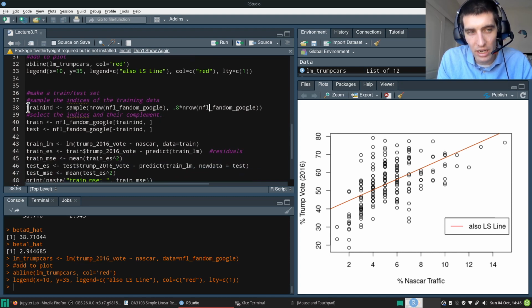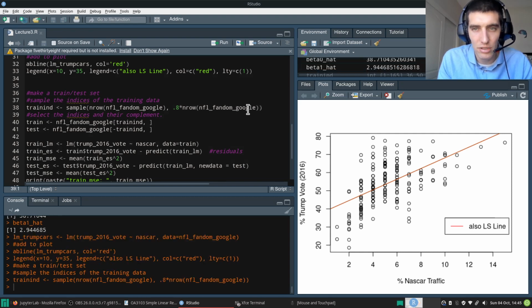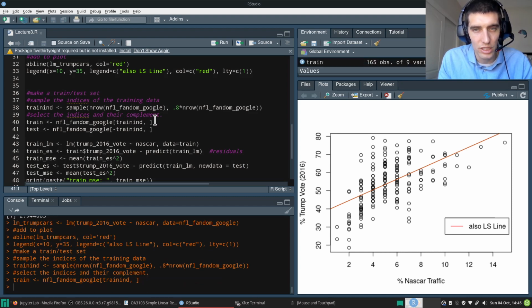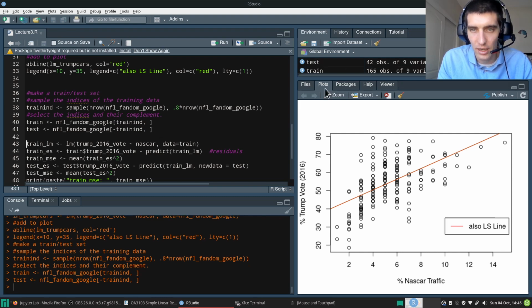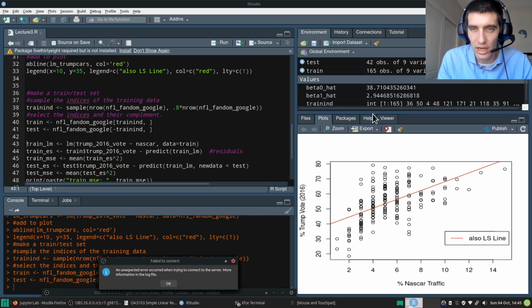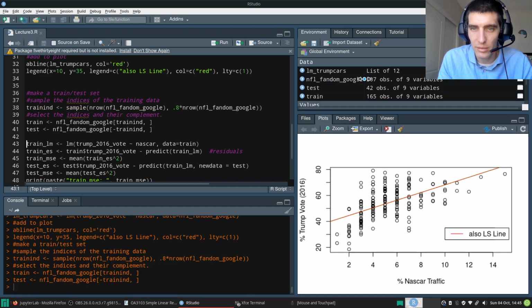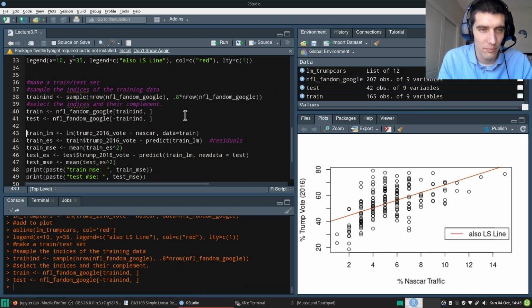So what I'm going to do here is I'm going to have a training set. I'm going to select training indices by sampling from the number of rows in the data set. I'm going to sample 80% of the rows, then grab those rows as my training set. Everything else is going to be my testing set. Originally I have 207 observations. I put 165 into the training set, 42 into the testing set.